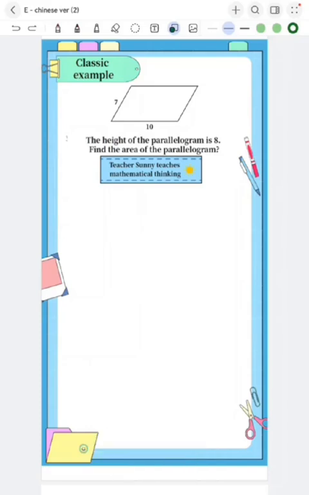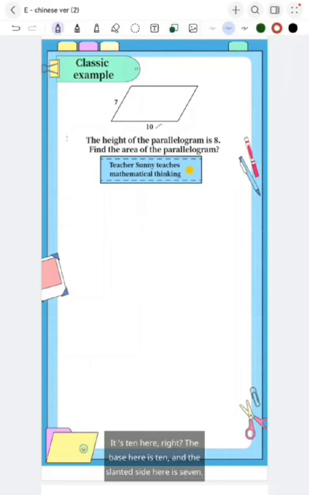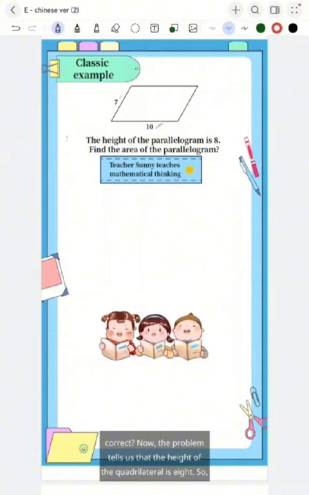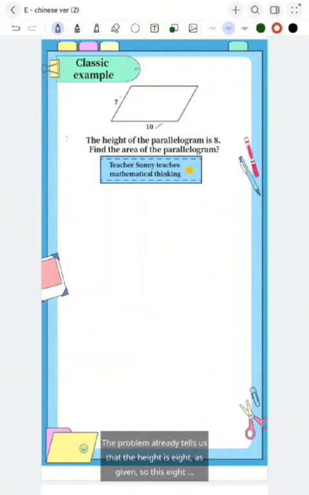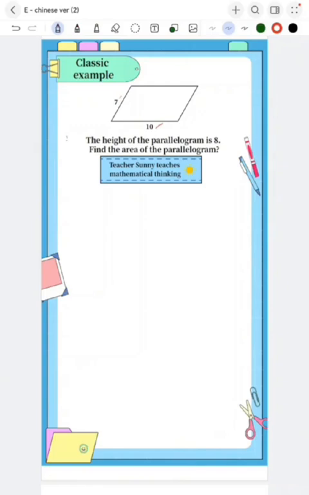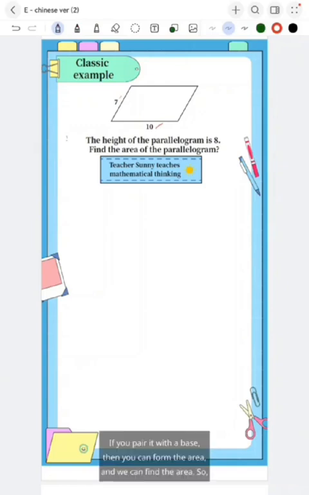And this one, it's 10 here, right? The base here is 10, and the slanted side here is 7, correct? Now, the problem tells us that the height of the quadrilateral is 8. So, where is this height? The problem already tells us that the height is 8 as given, so this 8. If you pair it with a base, then you can form the area, and we can find the area.